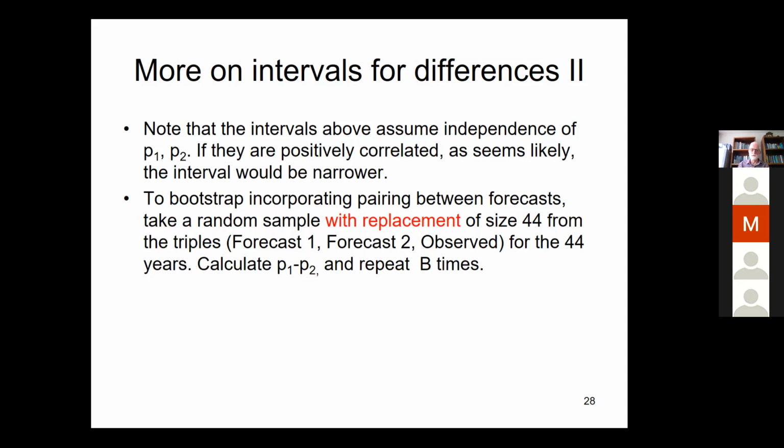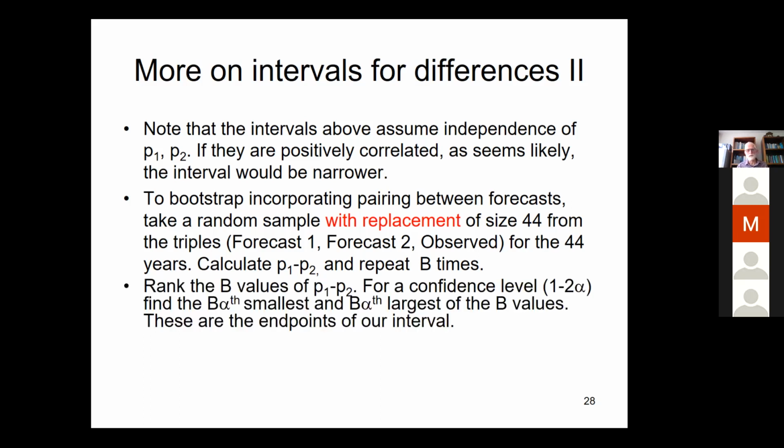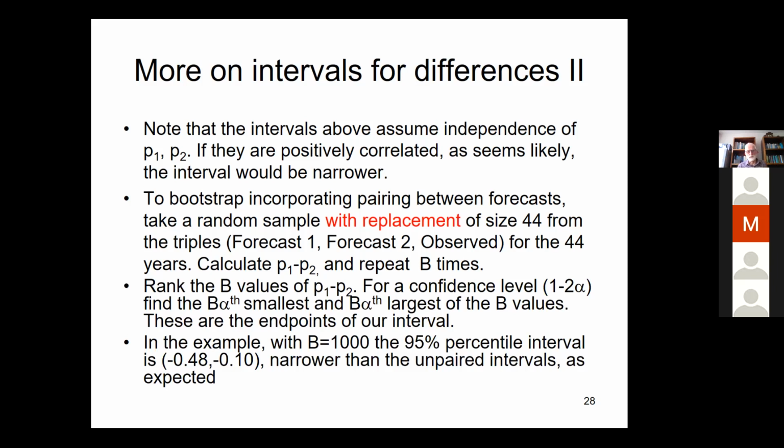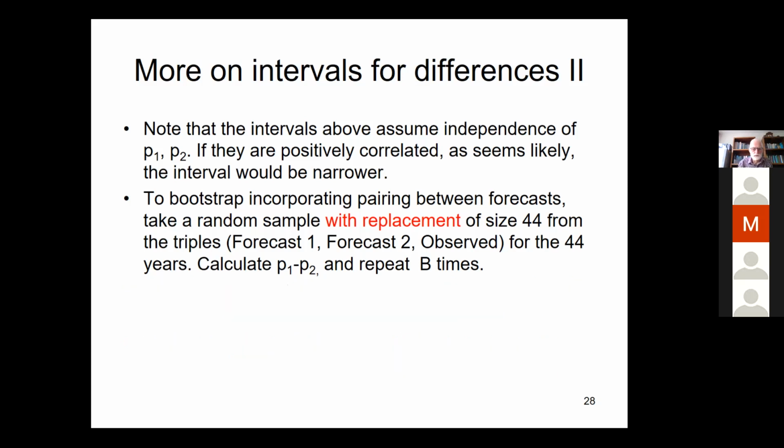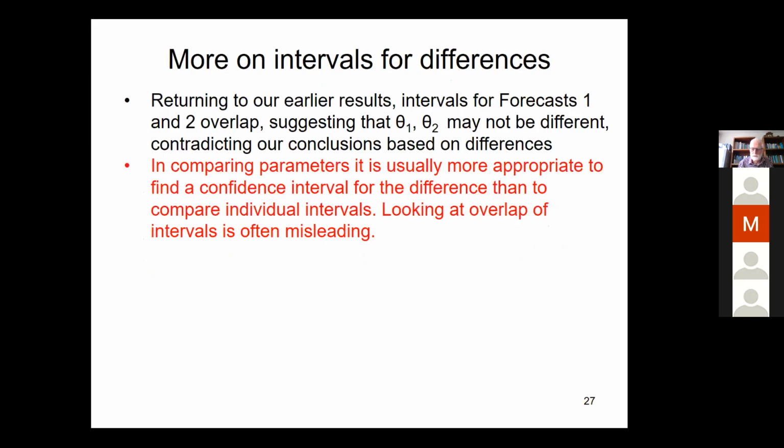Each time I do that, I calculate P1 minus P2, and I repeat that B times. And I rank the B values of P1 minus P2, and again, take the percentiles as the endpoints of the interval. And in that case, the 95 percentile interval is minus 0.48 to minus 0.1, which you probably don't remember.